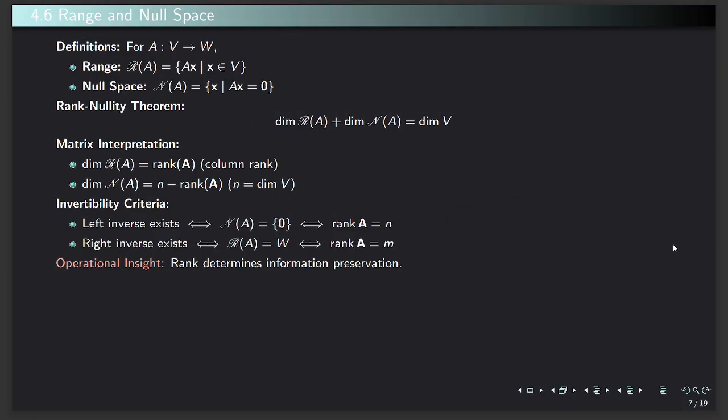So let's put our attention more to the range and null space. With every linear operator A, we associate two fundamental subspaces. The range, or image, in other words, is the set of all possible output vectors.